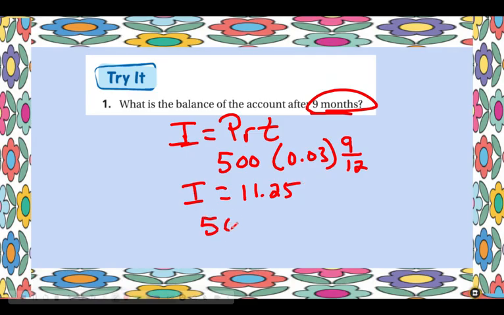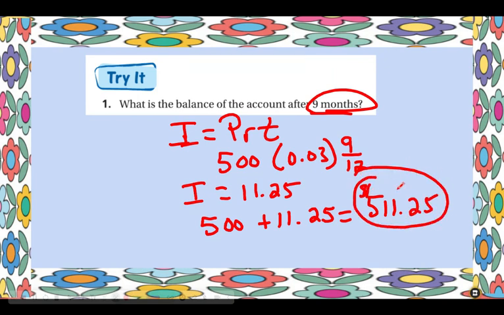So now I have $500 plus my $11.25 of interest. So now I have $511.25 in my account. Okay, great job.